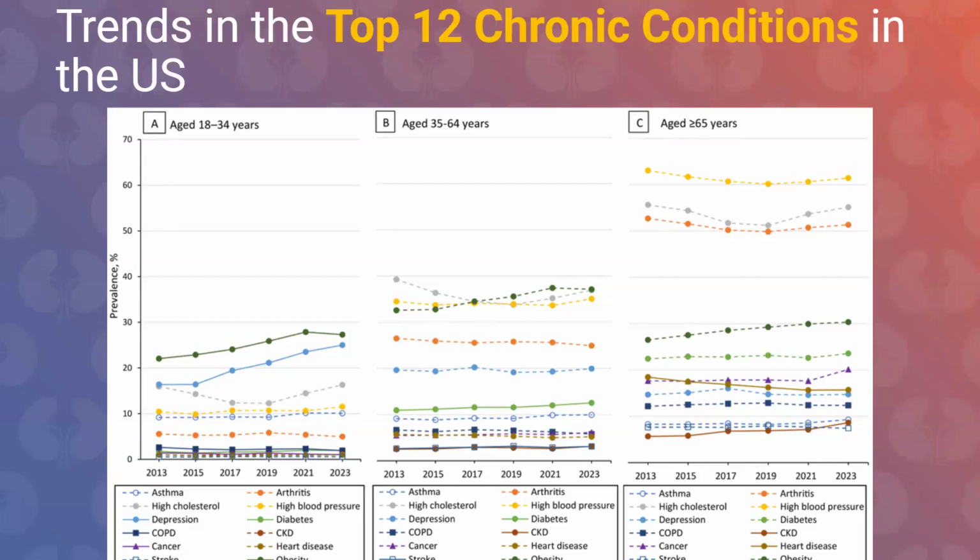It's mostly arthritis, high blood pressure, and I think high cholesterol were the top three conditions, not much change over time. So a lot of comorbidity burden in the US population. Next slide.